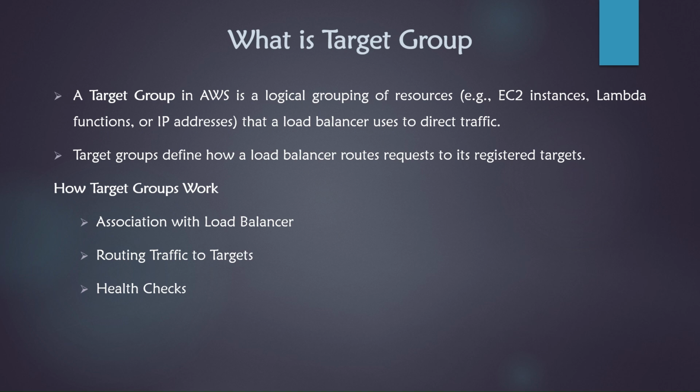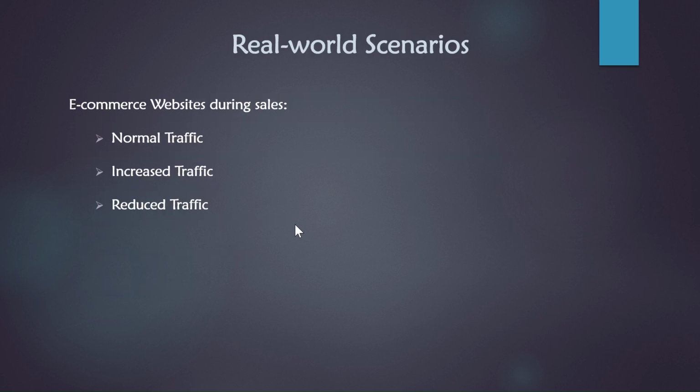Routing traffic to targets: requests are distributed among the targets within a group according to the load balancer type and health check status. Each target group has its own health check configuration. The load balancer sends traffic only to the healthy targets.